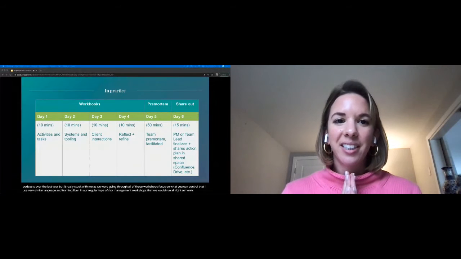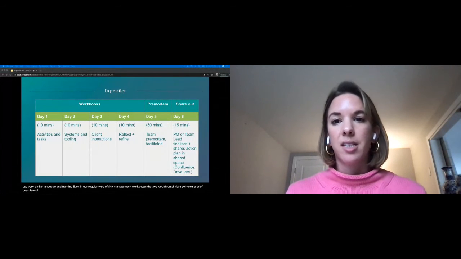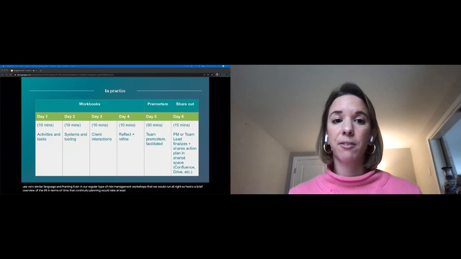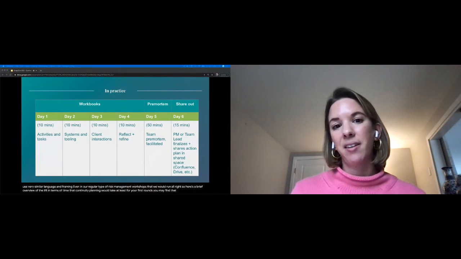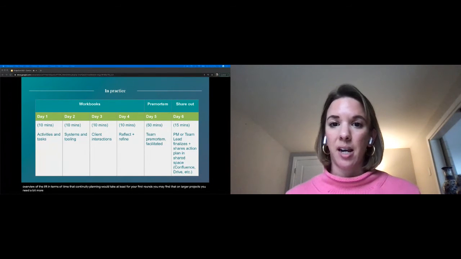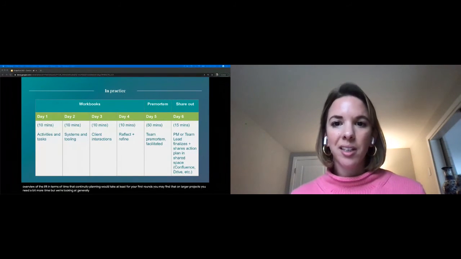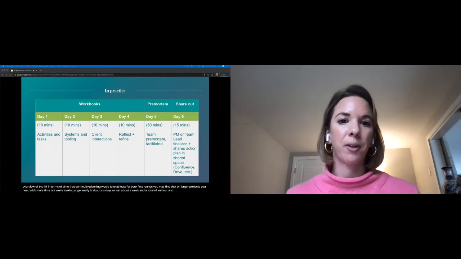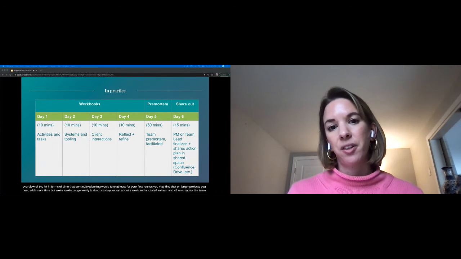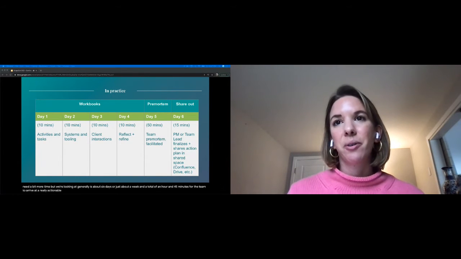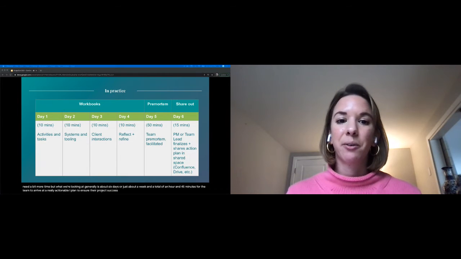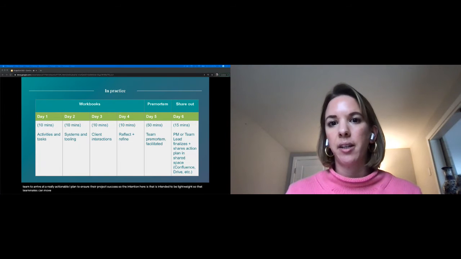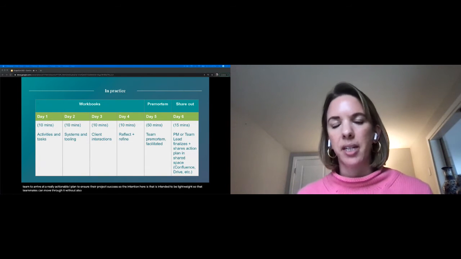All right, so here's a brief overview of the lift in terms of time that continuity planning would take, at least for your first rounds. You may find that on larger projects, you need a bit more time, but what we're looking at generally is about 6 days, or just about a week, and a total of an hour and 45 minutes for the team to arrive at a really actionable plan to ensure their project's success. The intention is that it's lightweight so that teammates can move through it without disrupting their current work.